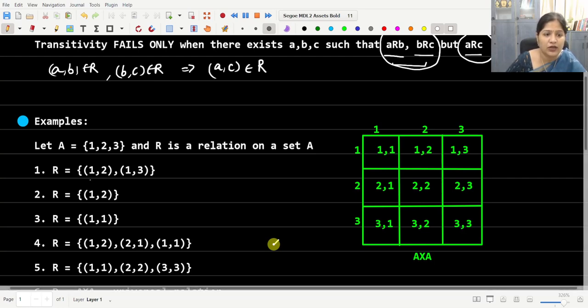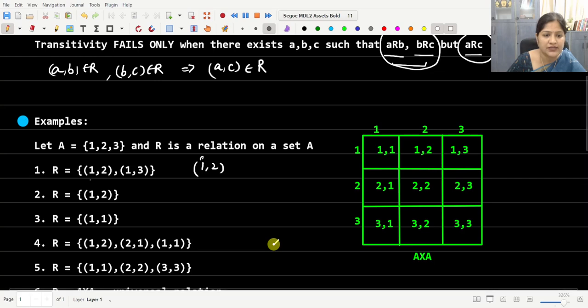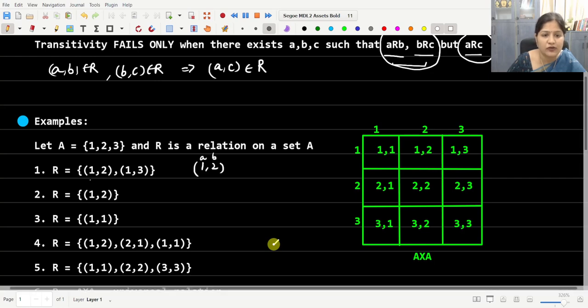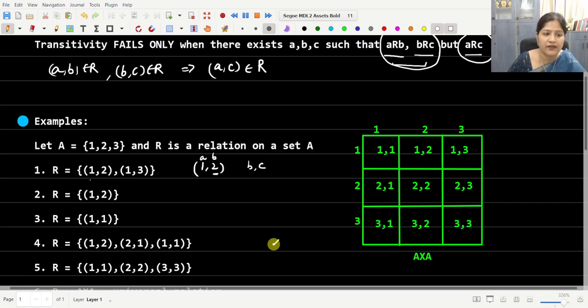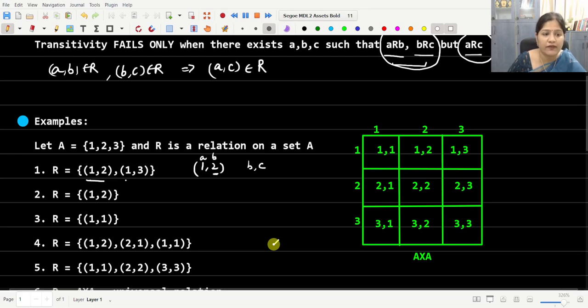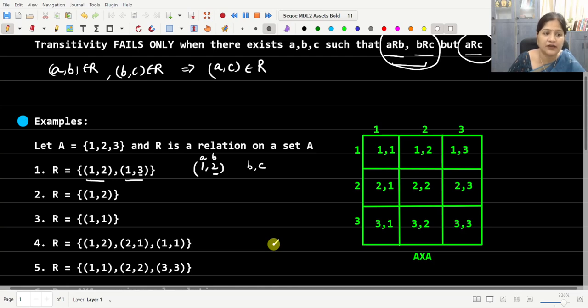For the ordered pair (1,2), let us say this is a, this is b. So we will check for b and c, that is, whether any ordered pair starts with 2. Over here there is no ordered pair starting with 2, so the transitivity passes for this particular ordered pair. For (1,3), again we will check whether any ordered pair starts with the number 3. There is no such ordered pair, so we will say that the relation is transitive, correct?